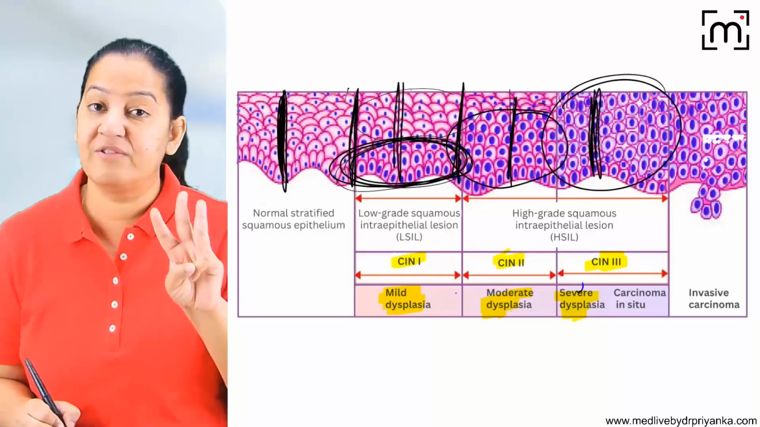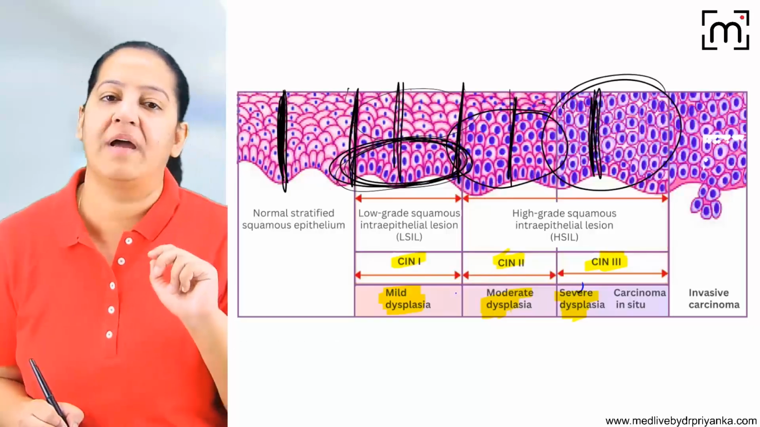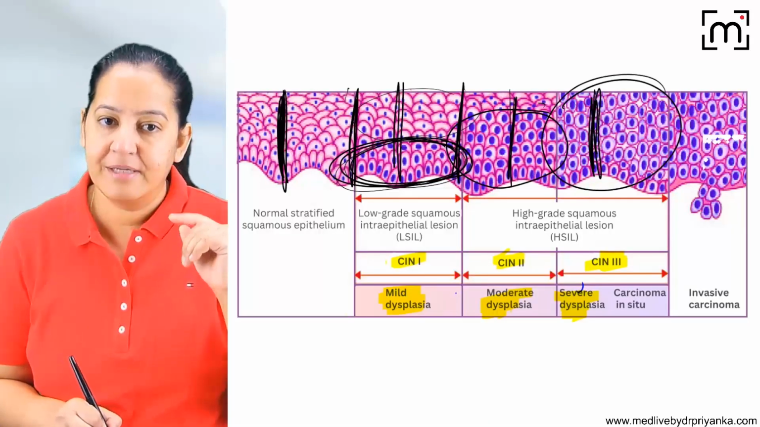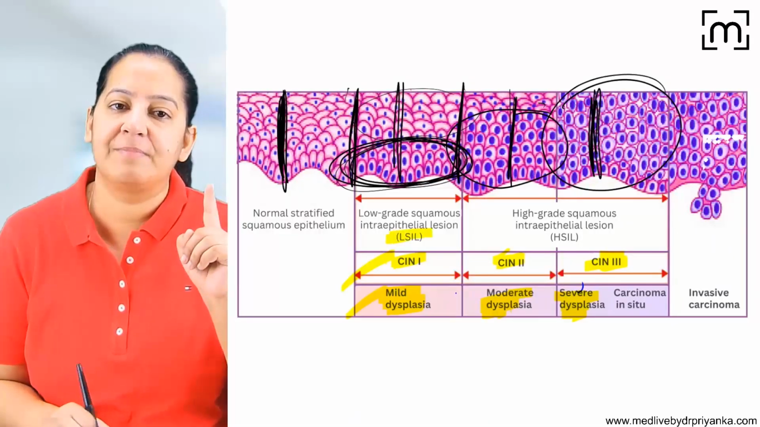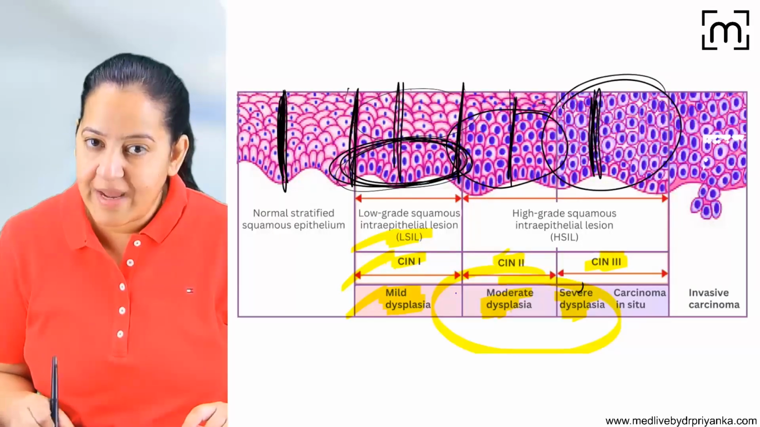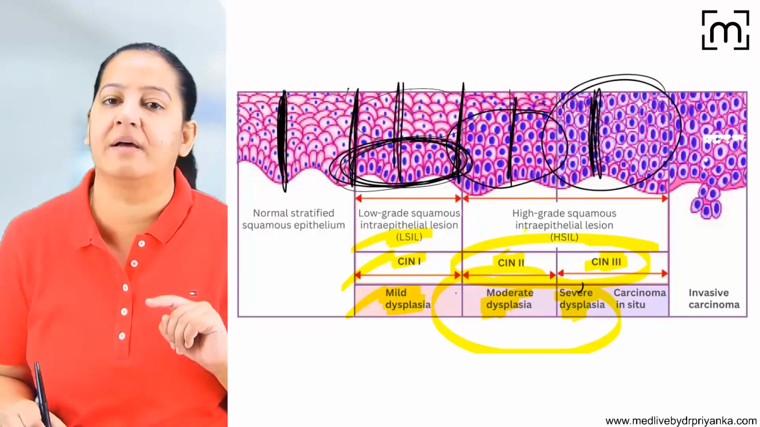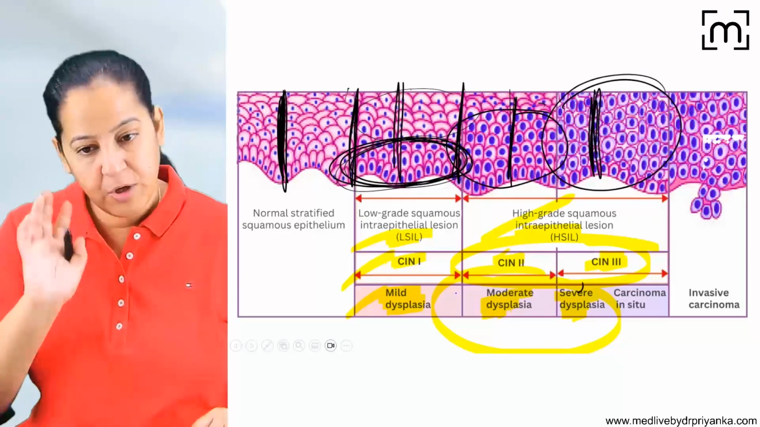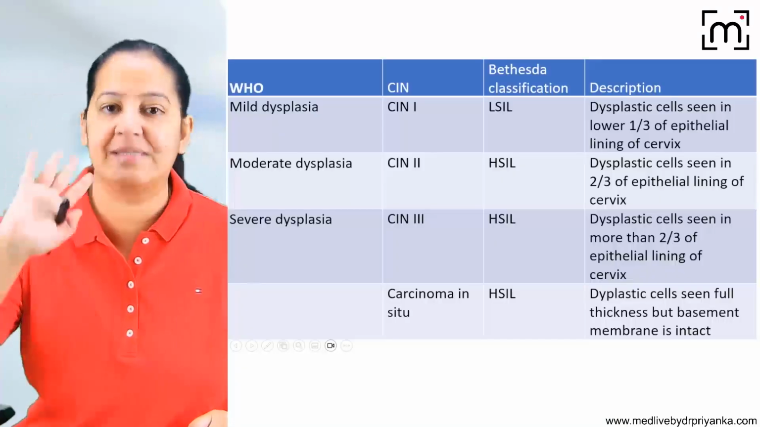And the third and last classification, the Bethesda, is a two-tier system. Here mild dysplasia or CIN1 is replaced by LSIL, and moderate and severe together, that is CIN2 and CIN3 together, is known as HSIL. I hope the concepts are crystal clear, and the diagram remains the same for all of them.